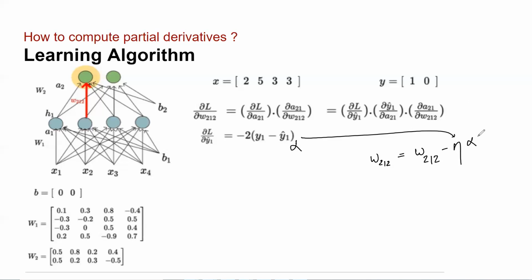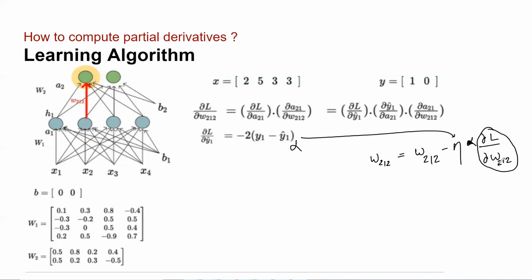What is the value here used to be? DL by DW. This is the standard equation, right? This is the equation which is coming from gradient descent. It should be W212, right? Once you have figured out this part, you'll put the value of it, right?